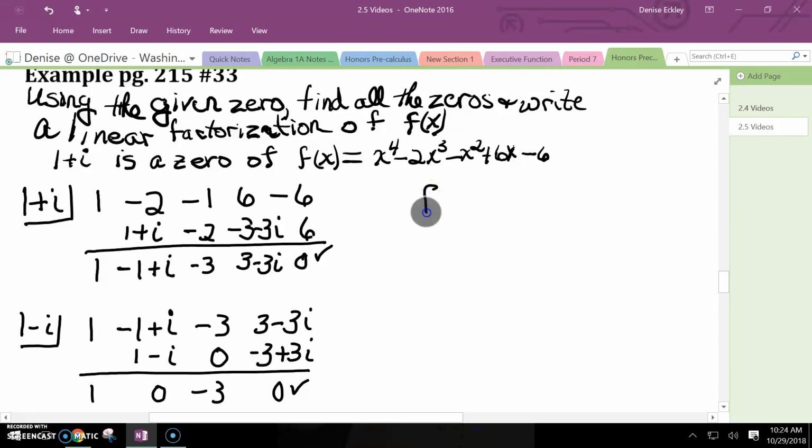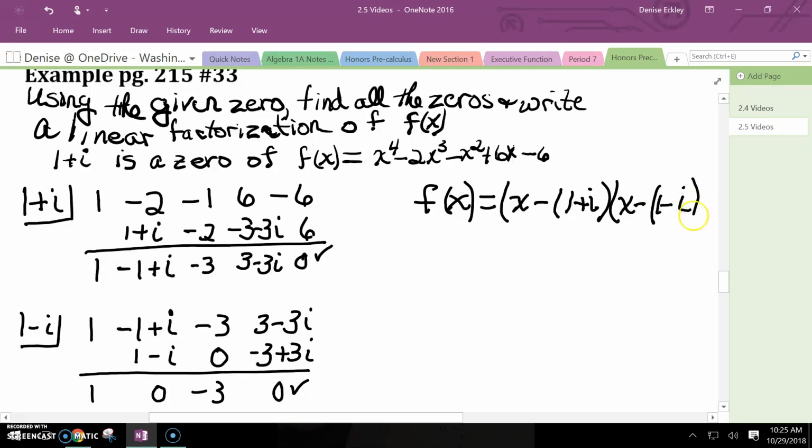So here is the linear factorization of my polynomial. So I have f of x is going to equal my two factors. So I have x minus 1 plus i. Then I have x minus 1 minus i. And then I have my result from the last synthetic division, which is going to be x squared minus 3. So there's my linear factorization. That's part of my answer.